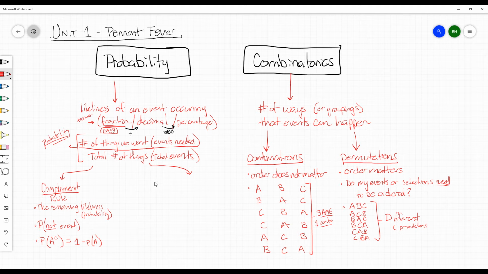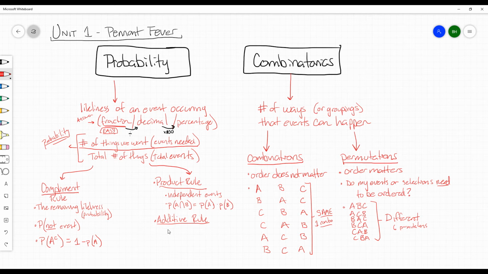There are 2 other rules: the product rule and the additive rule. These 2 actually help you calculate probability, which is why I put them separate. For the product rule, if we have independent events, and if you check out the other video, I'll define independent events, you can multiply them. So we get the probability of 2 events, A and B, and we just multiply those 2 together.